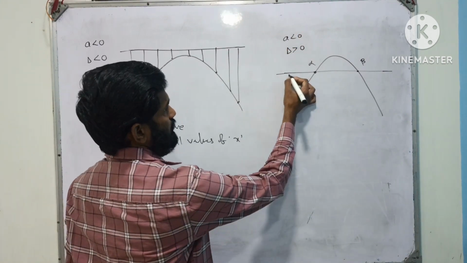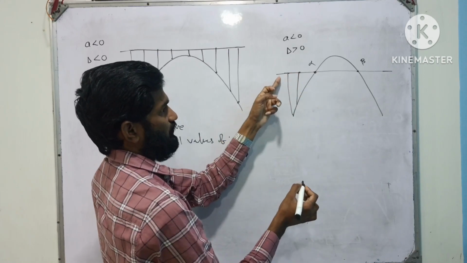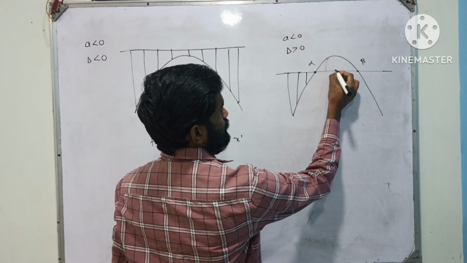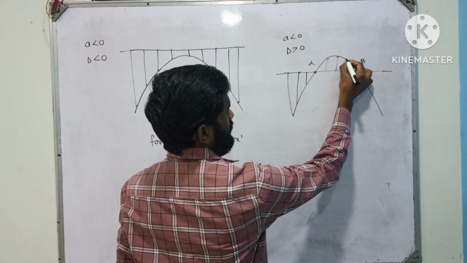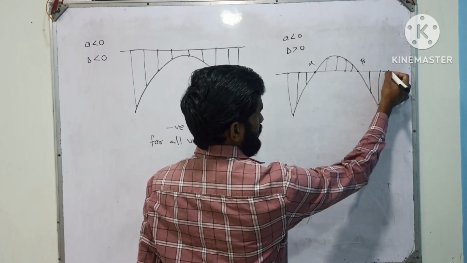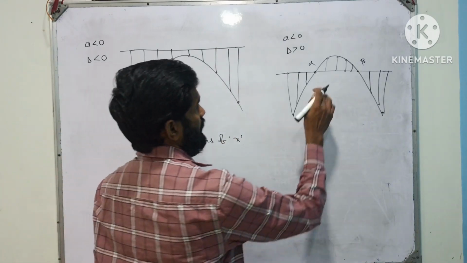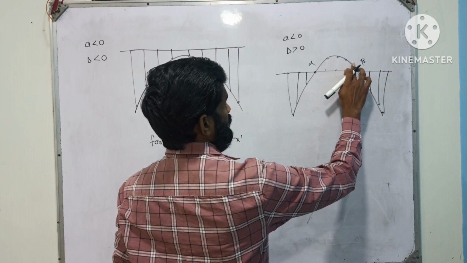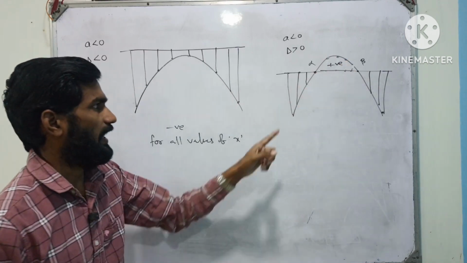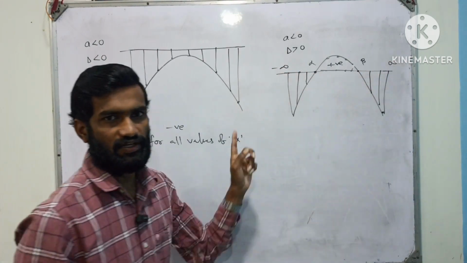Now here, if you observe, at these points we are getting negative, but at this point we are getting positive, and here we are getting positive. Then again at this point we are getting negative. Now if you observe, from where to where are we getting negative, and from where to where positive? From minus infinity to alpha and from beta to infinity we are getting negative.